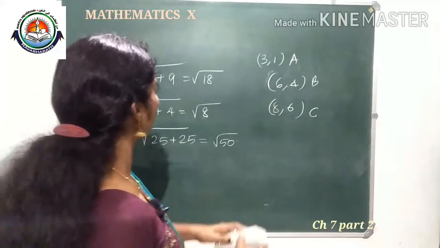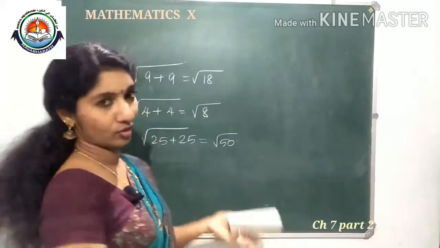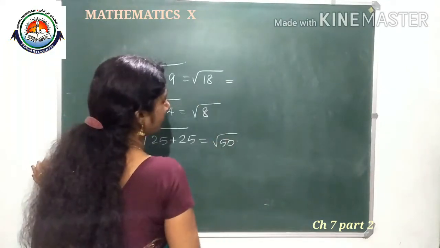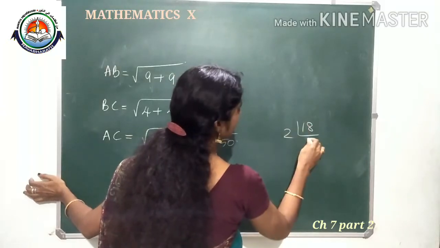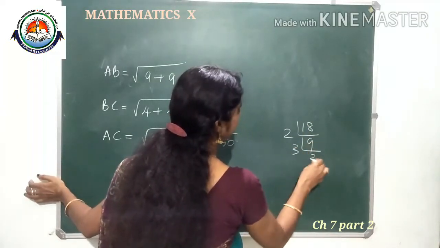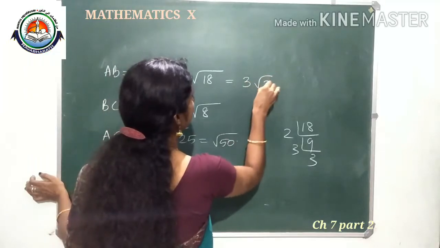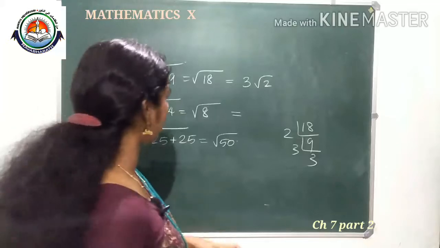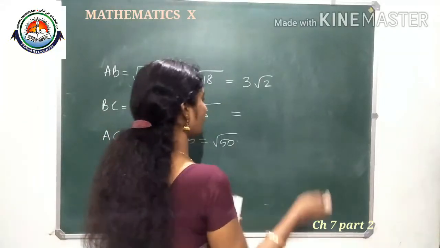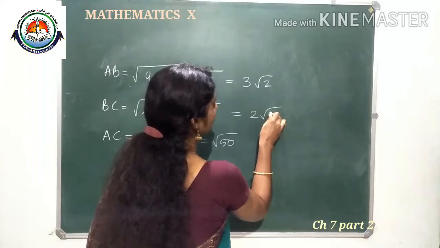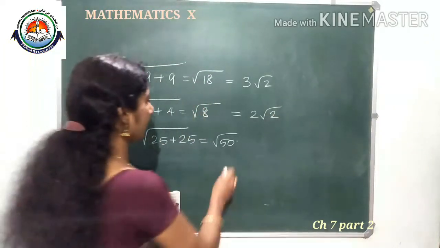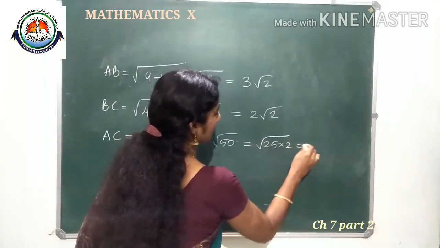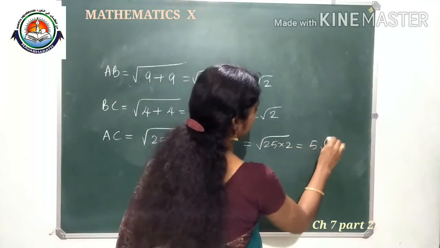Okay, then we can do one thing. Now by looking at it itself we cannot say whether the sum is coming correct. So what we can do, we can write in the shortest form. 18 we can split like this, 2 into 9, 3 into 3. So you can take 3 outside, it is 3 root 2. Correct now? Then this 8 also you can take like this, 4 into 2. So 4 will come outside, so it is 2 root 2. 50 you can write as root 25 into 2. So 25 will come outside, that is 5 root 2.